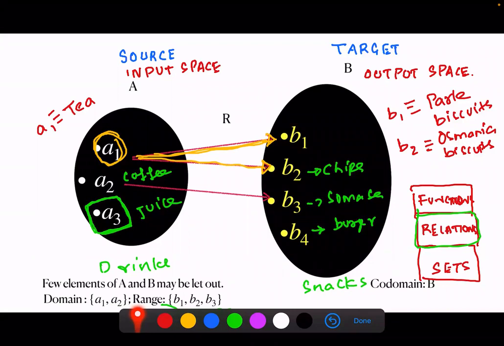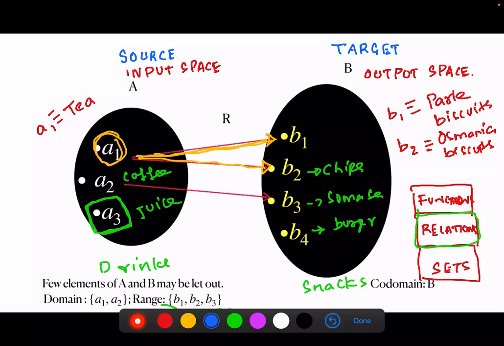Suppose you would like to have, let's say, a burger whenever you drink, let's say, juice. If A3 is connected to B4, then your range will become the codomain. You understand? Harsha, are you okay? Yes. So this is the idea.